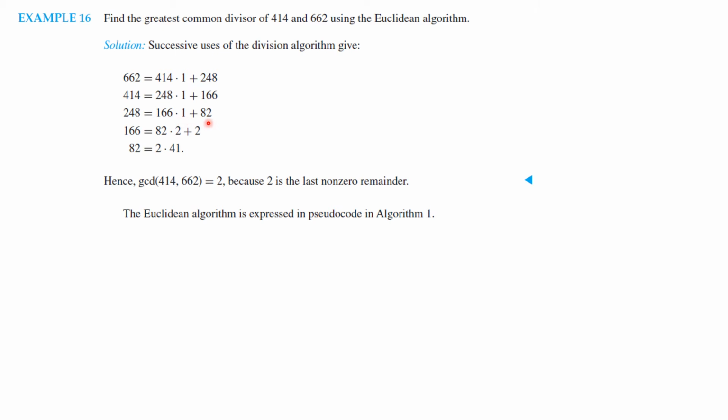And now you take 82 into 166, and you get this. It goes twice with 2 remainder. And then you take 2 goes into 82. It's 2 times 41. The remainder is 0, so that means the GCD is 2.